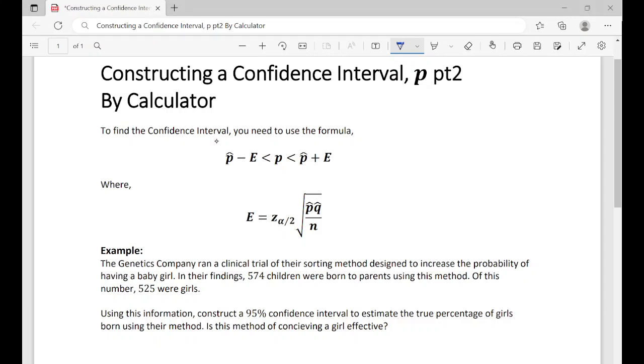To find the confidence interval, you need to use the formula p hat minus the margin of error less than p hat plus the margin of error, where E, the margin of error, is this formula. But since we're using a calculator in this video, we don't need to use these formulas. But if you wanted to do it by hand, these are the formulas you would need to use.